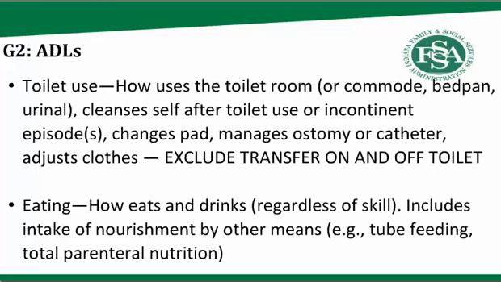And the last one here is eating, how the person eats and drinks regardless of their skill. This can include tube feedings and TPN. So that is ADLs. Again, it's a little bit more challenging than some of the other sections, but believe me, once you start doing this, you'll be able to get it no problem. It just takes a little bit of time.